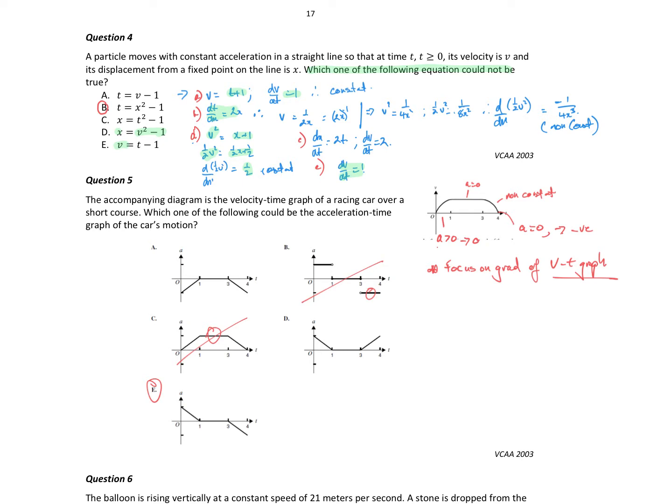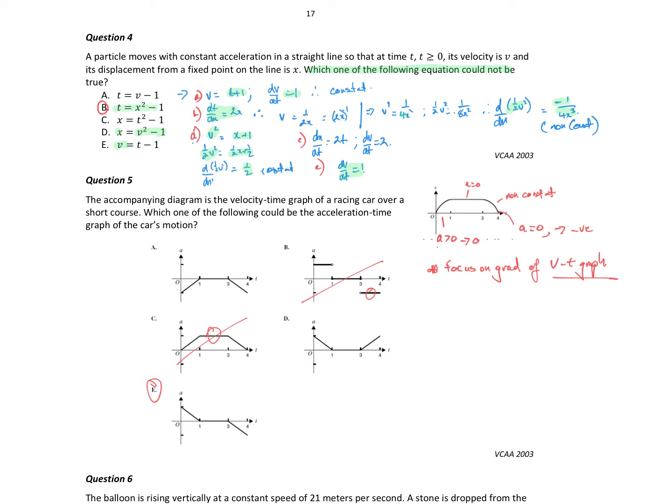So if I work out dt dx, which is 2x, that means the velocity is equal to 1 on 2x. So then velocity squared is 1 on 4x squared. A half v squared is 1 on 8x squared. The derivative of that gives me -1 on 4x cubed, which is not constant. That's going to be dependent upon our position. All right, so B is the answer there.